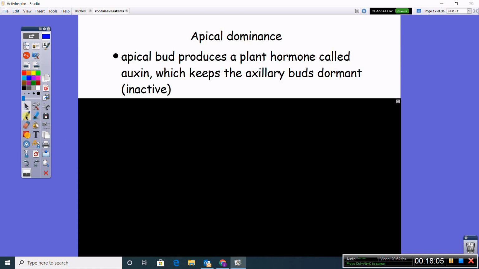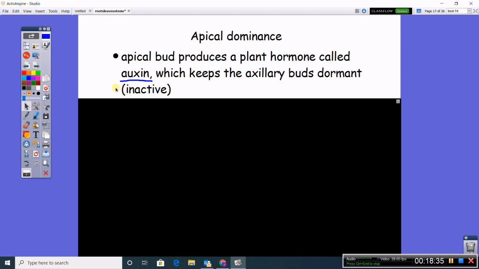The apical bud produces a hormone called auxin, which we will talk about either later this week or early next week. Auxin does a lot of things in the plant. One thing it does is it promotes the growth of a stem. So that's why the apical bud is at the very top of the plant, and it is trying to get the plant to grow taller. And that's what auxin does.